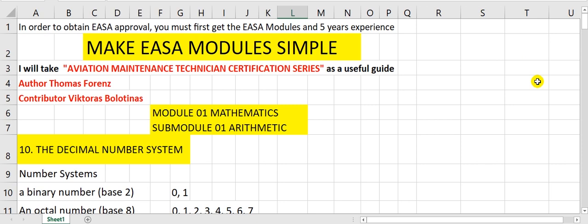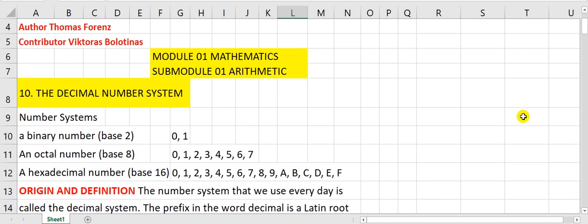We continue the series of Make EASA module simple. Today, we will explain the decimal number system.